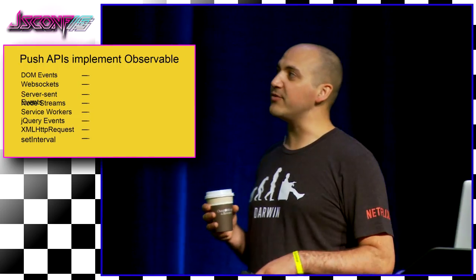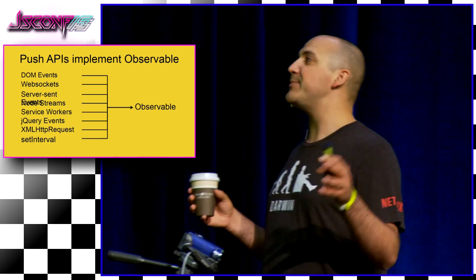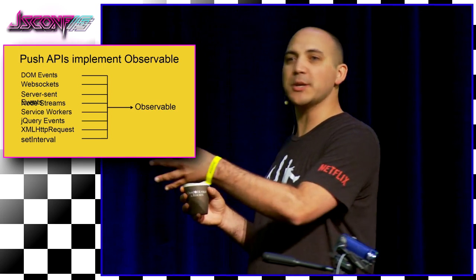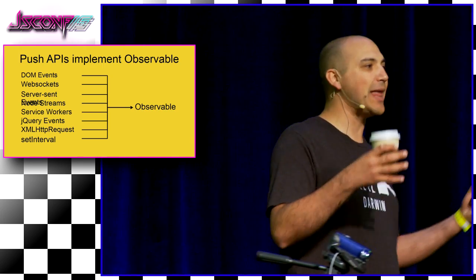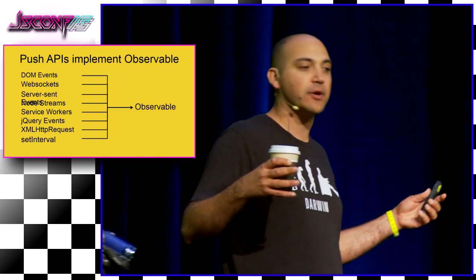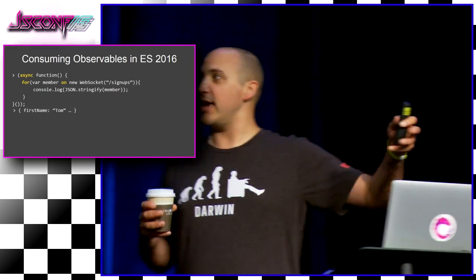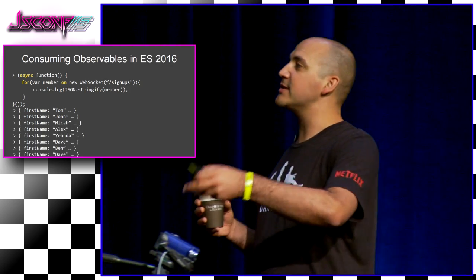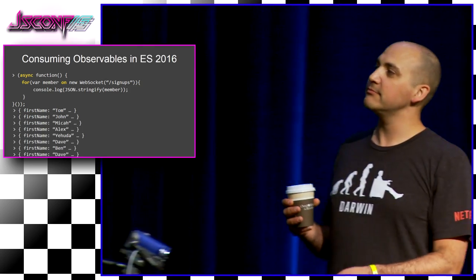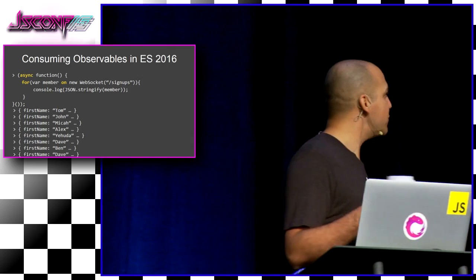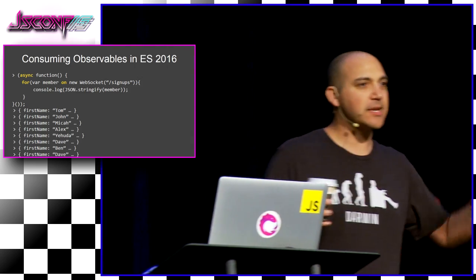So the hope would be that if we introduce Observable, all the push APIs out there on the web can implement this contract, and then all of a sudden we can just add language support magically for all of these different push data sources. So if I wanted to consume an observable in ES2016, at least as the proposal stands, I could do something like this. And this is just going to keep printing out new signups at Netflix. It's just going to keep going.